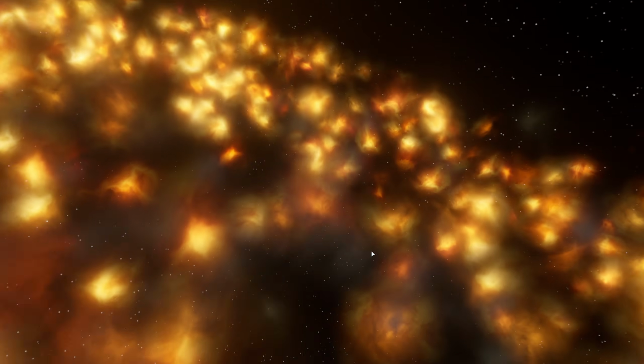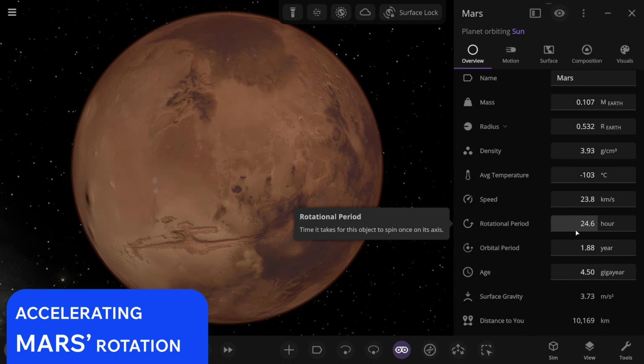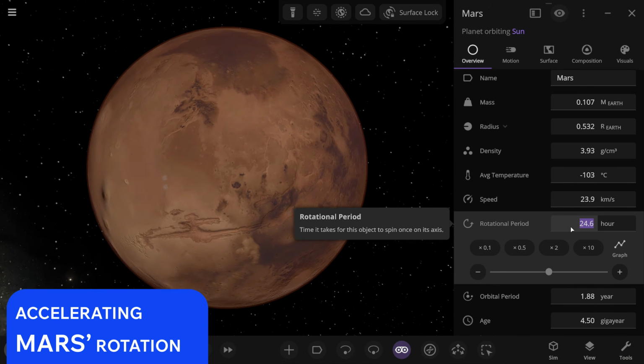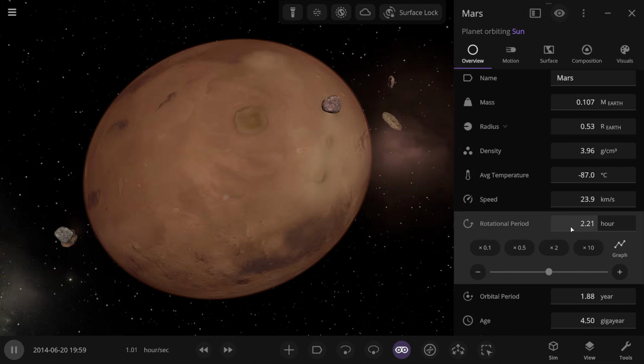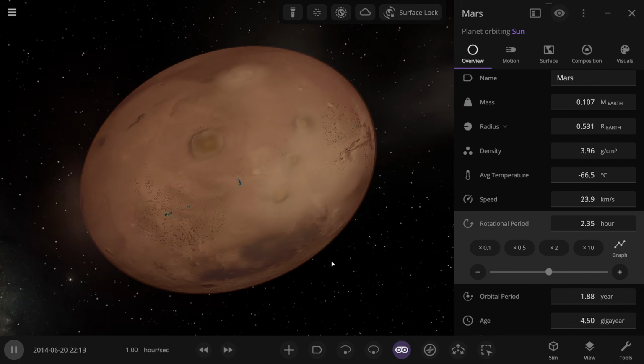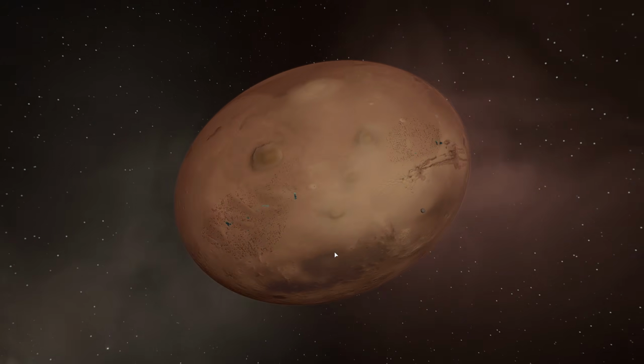It just couldn't take it and completely collapsed. Now let's try the same with Mars. Its day is 24.5 hours, but I'll immediately set Mars's day to 2 hours. Oh, how it flattened out immediately. And a bit of matter, as we see, has already managed to escape from Mars.